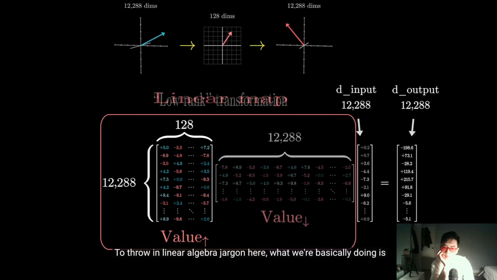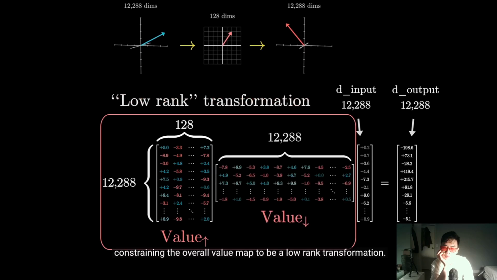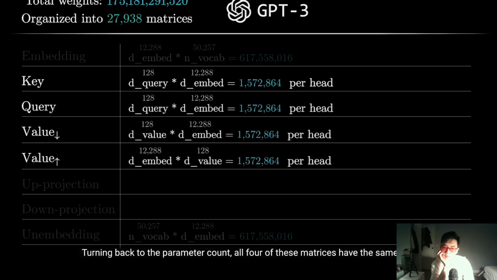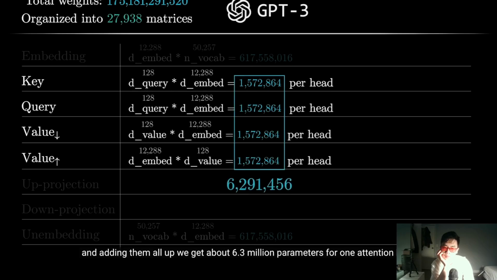To throw in linear algebra jargon here, what we're basically doing is constraining the overall value map to be a low rank transformation. Turning back to the parameter count, all four of these matrices have the same size, and adding them all up, we get about 6.3 million parameters for one attention head.